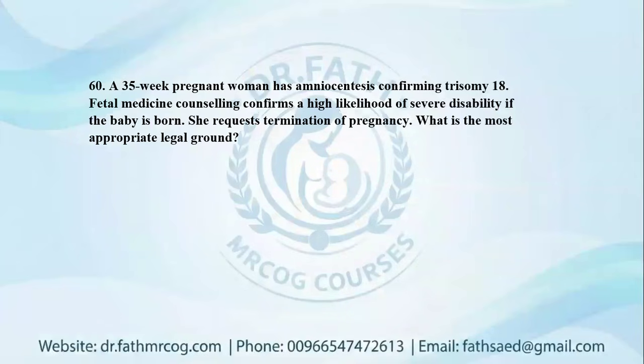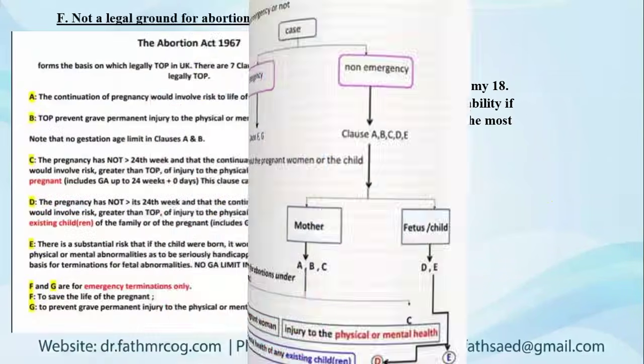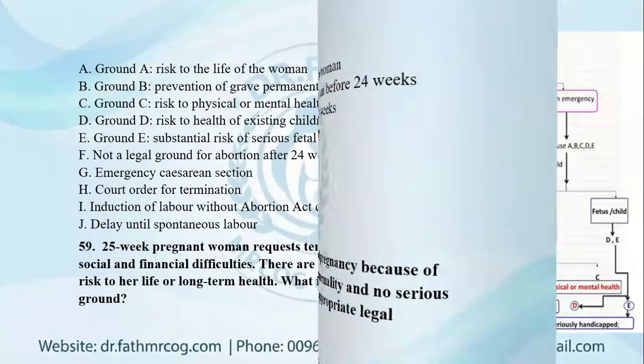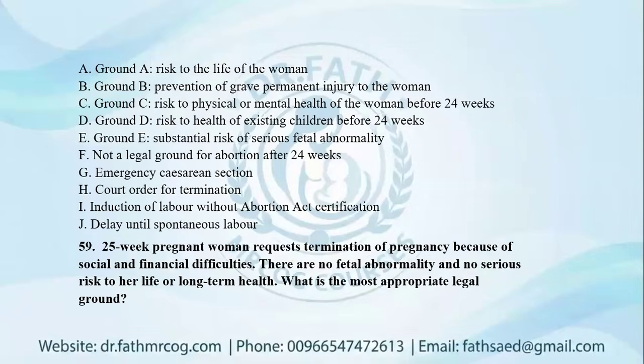A 35-week pregnant woman has amniocentesis confirming trisomy 18. Fetal medicine counseling confirms a high likelihood of severe disability if the baby is born. She requests termination of pregnancy. What is the most appropriate legal ground? For congenital abnormality, it will be under which clause here? E, yes, it is E.